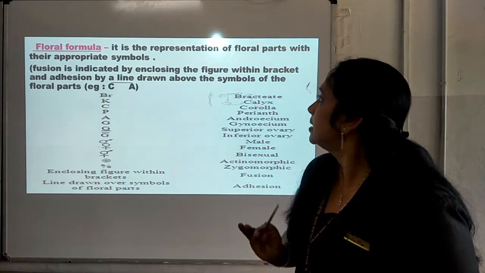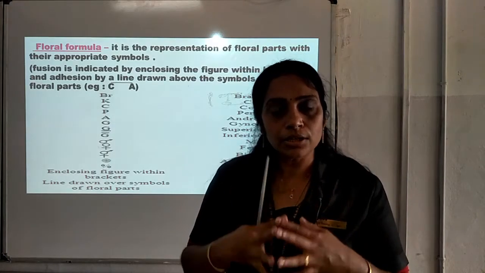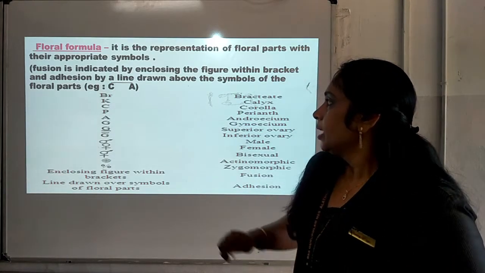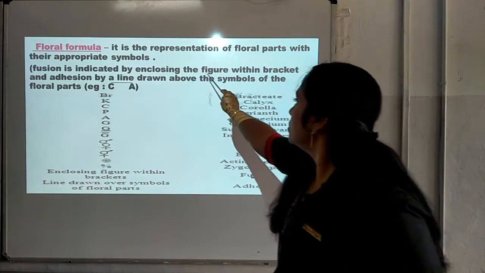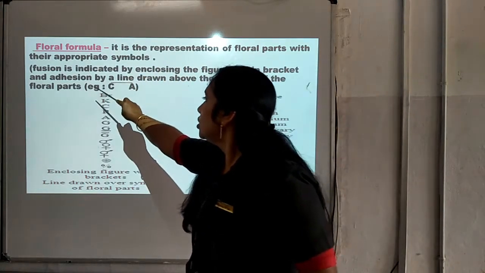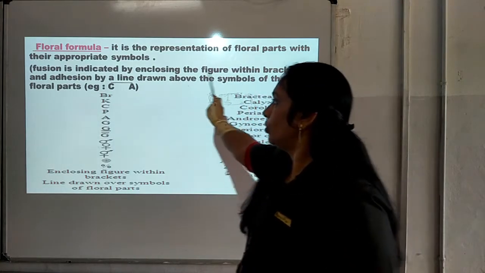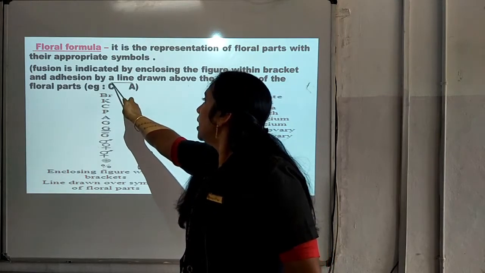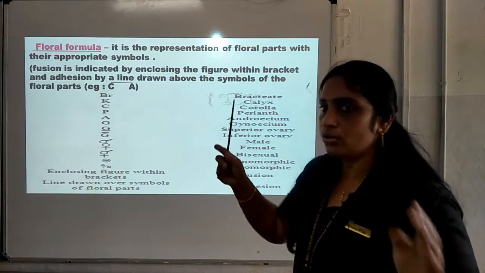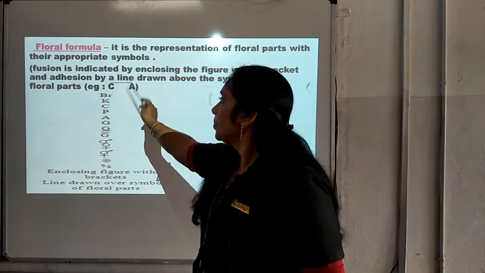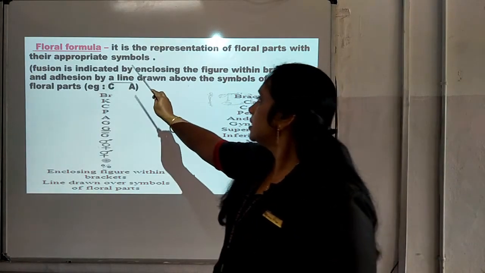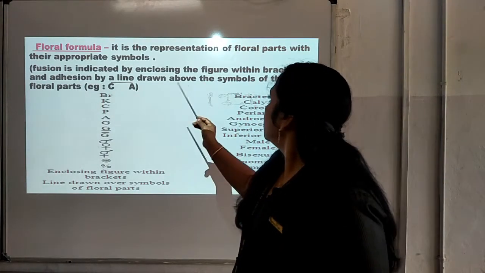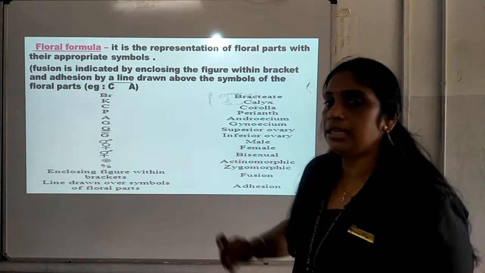Floral formula is nothing but a representation of the floral parts of a flower, and these floral parts will be having appropriate symbols. Here, fusion is indicated by enclosing the figure within bracket and addition by a line drawn above the symbol of a floral part. Example, corolla and androecium, if they are having addition, surely a line is drawn over the corolla and androecium together, so that addition can be indicated in that form, isn't it? And fusion is indicated by enclosing the figure, that is bracket is being shown there. Now, we can see which are the appropriate symbols for each part seen in the flower.